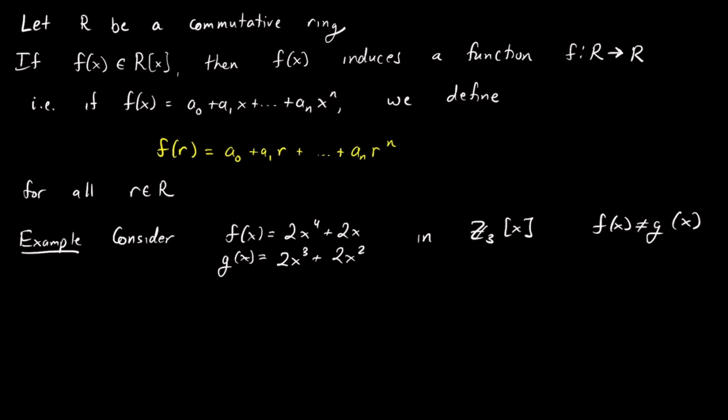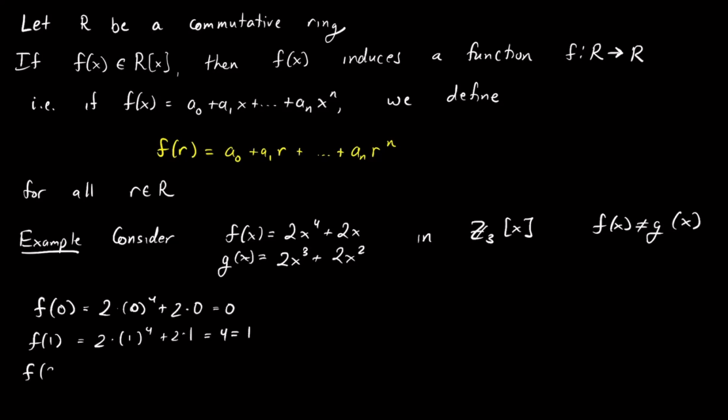One thing I will point out, though, is that the function that they induce is the same function. So let's take a look. If I compute f(0), it is going to be 2 times 0 to the fourth plus 2 times 0. So that's 0. f(1) is going to be 2 times 1 to the fourth plus 2 times 1. So that's going to be 2 plus 2, 4, which is equal to 1, right? Because we're working in Z mod 3.